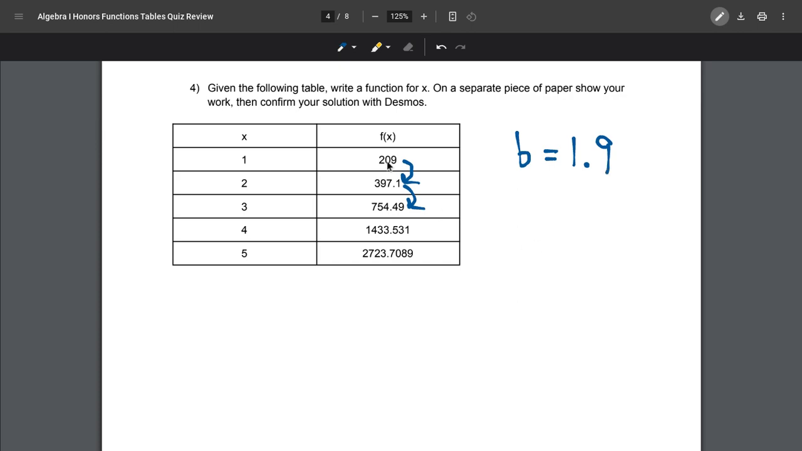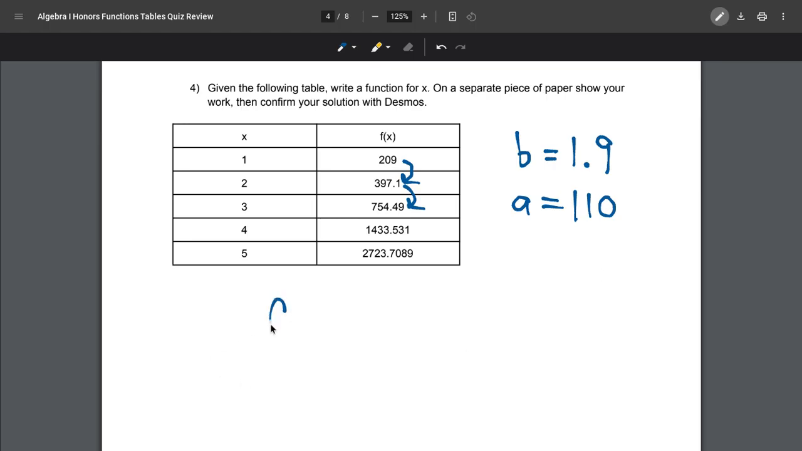Okay, so if we divide 209 by 1.9, we're going to get our a value. That'll be when x equals 0. So let's do that. 209 divided by 1.9 equals 110. So that's our a value, 110.